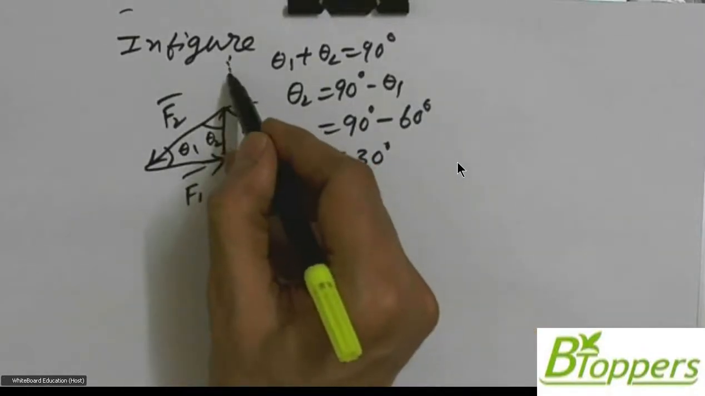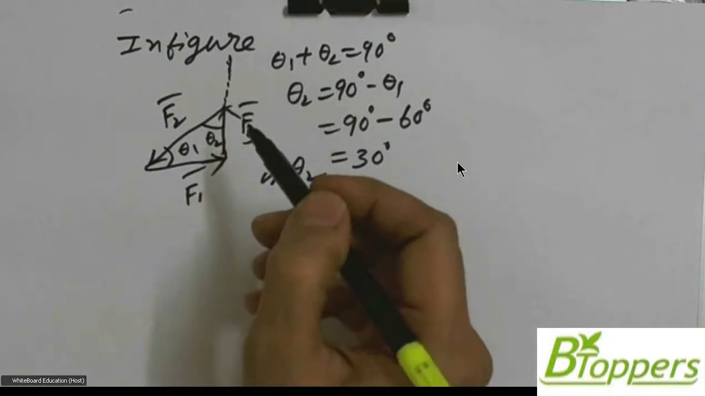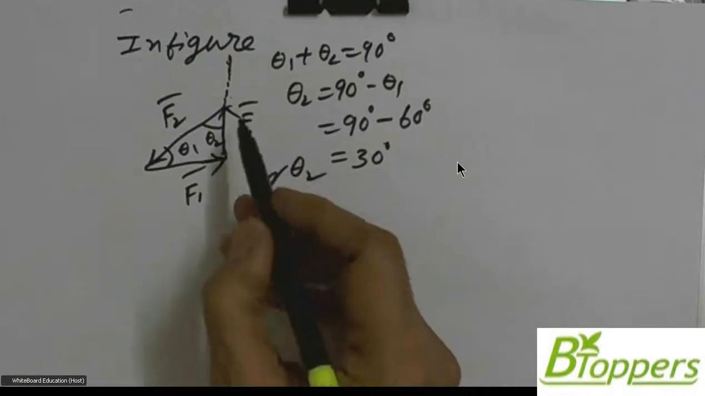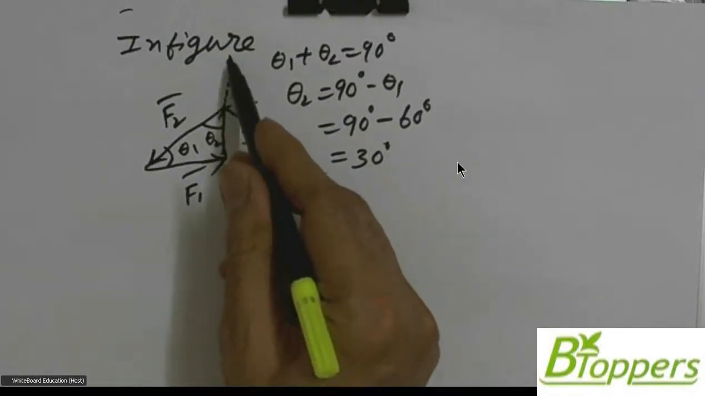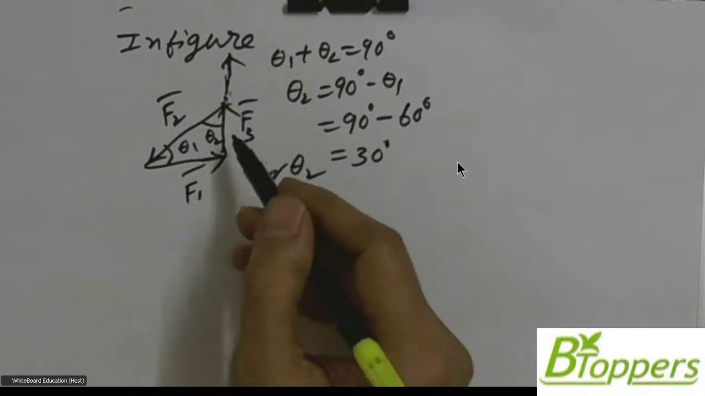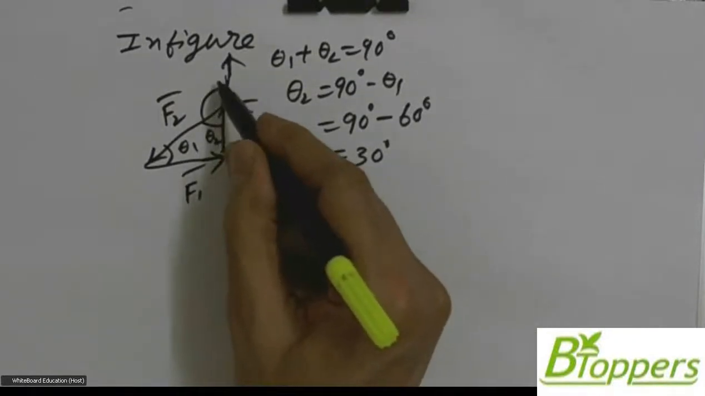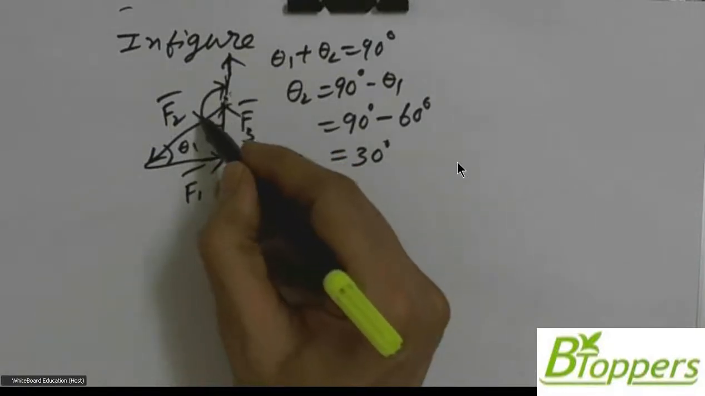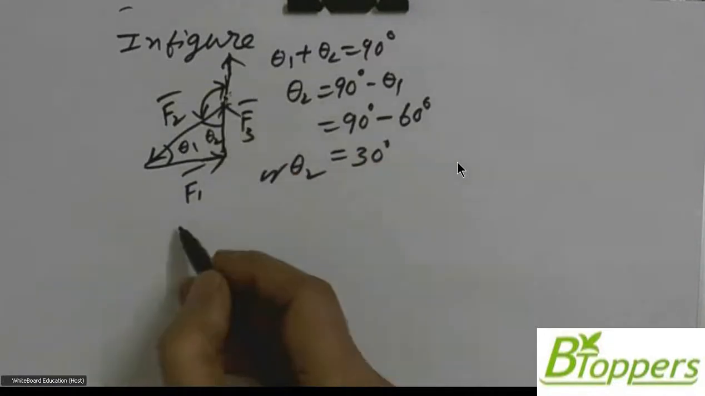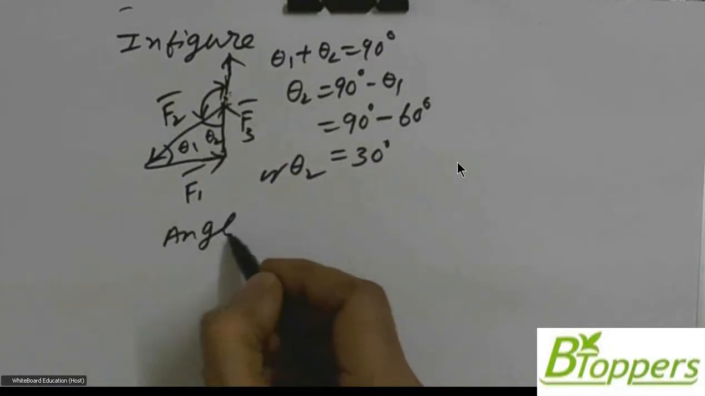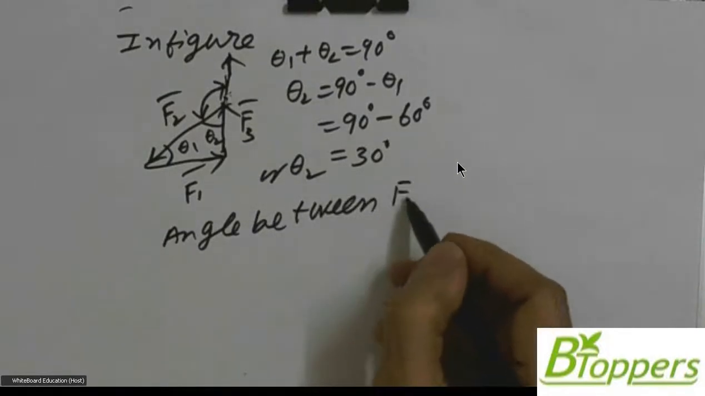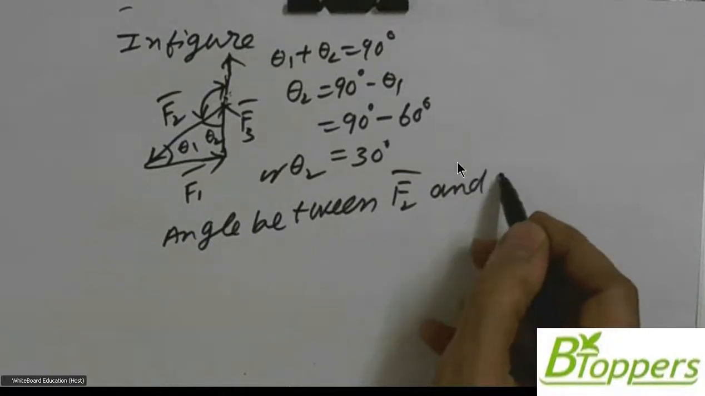But to know the angle between two vectors by the graphical method, the two vectors must be drawn from the same point such that tail of one vector is attached to tail of other vector. So I can draw F3 bar here. That means this should be taken as the angle between F2 bar and F3 bar.